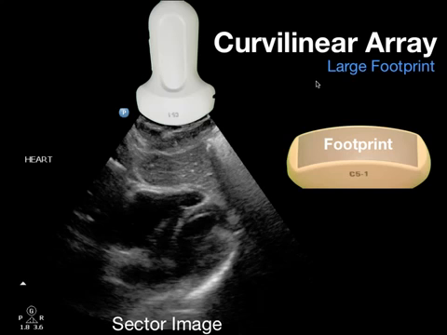Here we have a large footprinted curvilinear transducer. Again, it's going to provide a sector image, but you can see that the footprint on this is much larger. It's approximately 4 centimeters. So on this patient, it was able to provide us with a nice subcostal view of the heart. But in some patients with smaller subxiphoid spaces, that 4 centimeter transducer may not fit as well. That's why I would advocate using a smaller footprinted transducer.